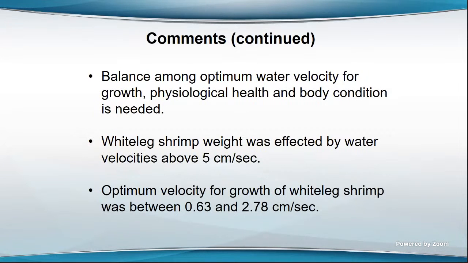So we need some kind of balance among the optimal water velocity for growth, physiological health, and body condition. White-legged shrimp, there you see, are negatively affected by water velocities. They don't grow as well if water velocity is over about 5 centimeters per second. And the optimum velocity is calculated to be somewhere around 0.63 to 2.78 centimeters per second.